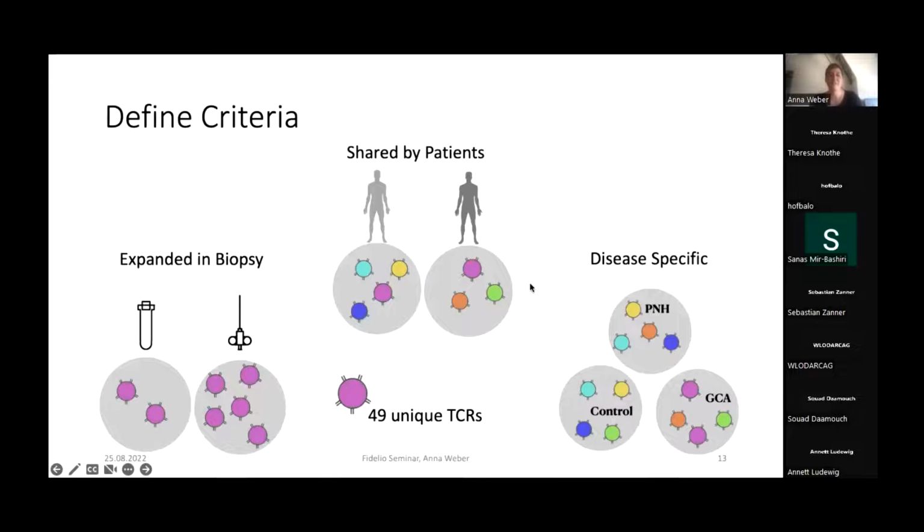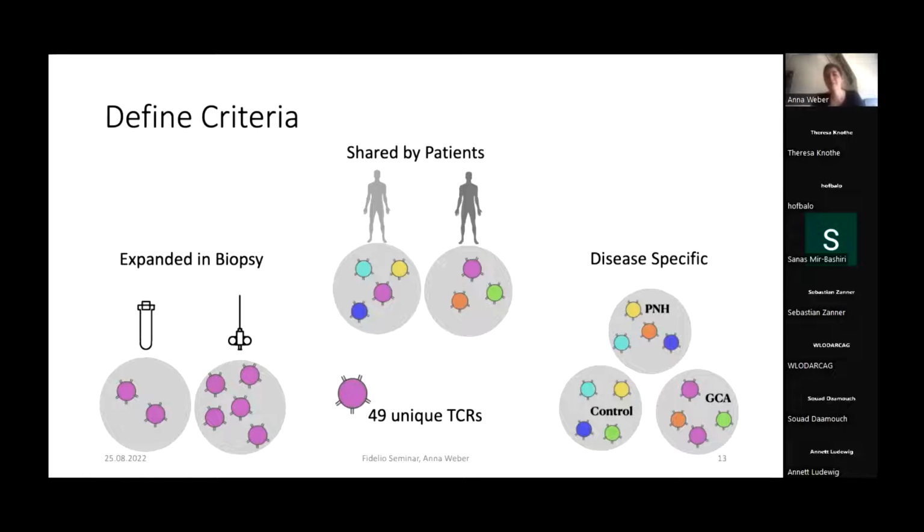We want to identify the T cell receptors that are the signal, that are critical, that are suspected to be involved in this disease. So I defined some criteria. The first is the T cell receptor is supposed to be expanded in the biopsy. So I really want to look at those receptors that we find in the biopsy samples at the site of the inflammation, because I think that makes it more likely that the receptor is really involved in the disease. Then, of course, I want it to be shared by patients. If just a single patient exhibits this receptor, then I don't think it's a major factor in the disease. I want to look at those that the people have in common.